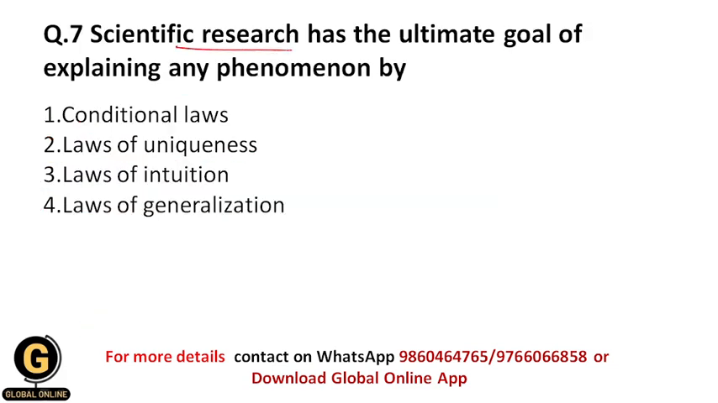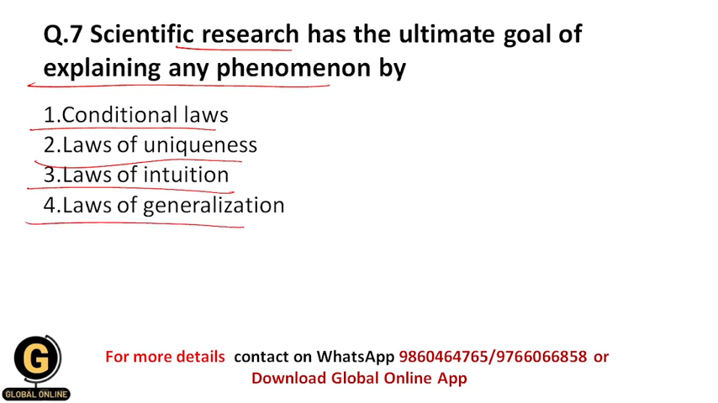Scientific research has the ultimate goal of explaining any phenomenon by. Whether it is conditional laws, laws of uniqueness, laws of intuition, or laws of generalization. So basically students, scientific research has the ultimate goal of explaining any kind of phenomenon by the laws of generalization. So why is this?